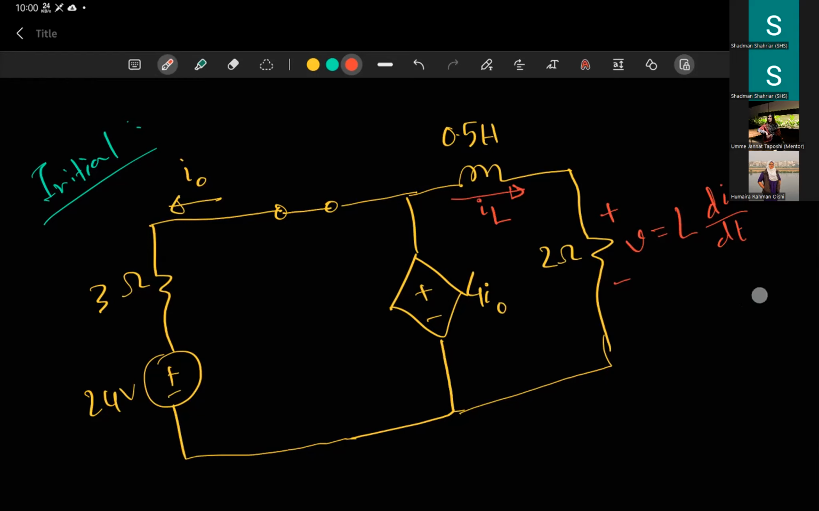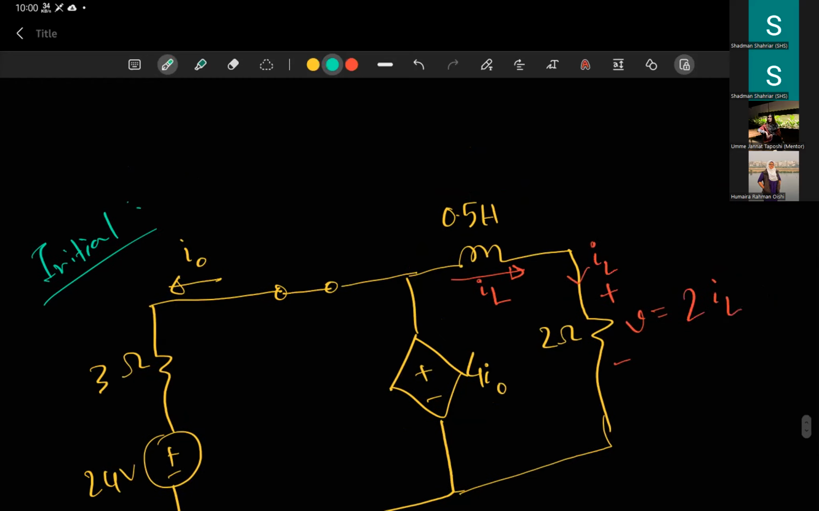So the current is basically IL. The current is the same, right? Because you have a series connection here. So this should be 2 times IL. Let me clear it up. If I asked you to find the voltage across this inductor, then you should do L dIL by dt.